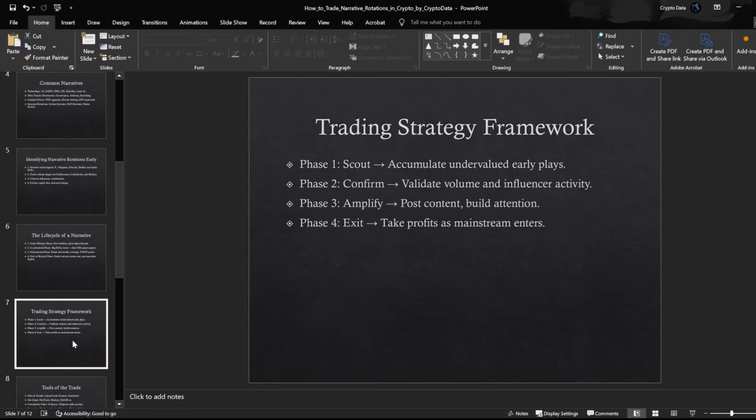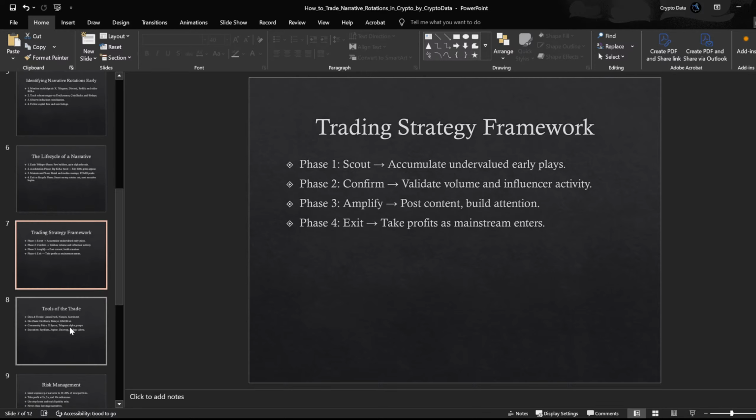And then phase 4, exit. Take profits as mainstream enters. Now, it's so easy to get greedy, guys. I've even, literally last week, fallen victim to this. Everyone does. But the main thing is you're taking profits, even if it's 10, 20%, guys. Just take something, because I promise you're going to regret it, and it's going to hurt a lot more versus watching the coin go to zero just from not taking profits, okay? So make sure you take profits and make sure you rotate as it becomes mainstream, because, again, when consensus trades happen, that's when the trade reverses, because very, very rarely does everyone in crypto make money.